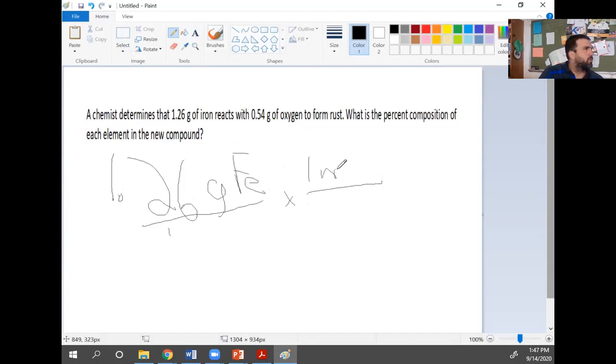1 mole Fe goes on the top. What's the molar mass of Fe? 55.8. Grams. So I just need to convert to moles, so I'm done with this one. Now someone tell me this answer: 1.26 divided by 55.845.